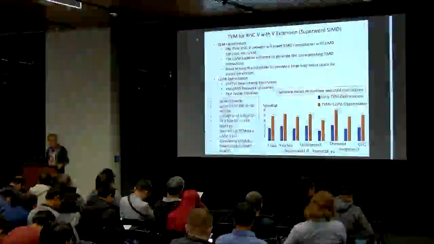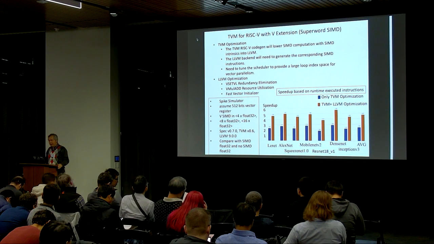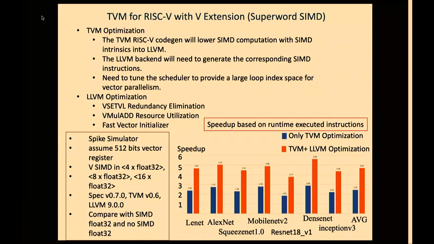Our experiments are on the Spike simulator, comparing SIMD with both 32-bit and no SIMD, and with the original spec 0.7.